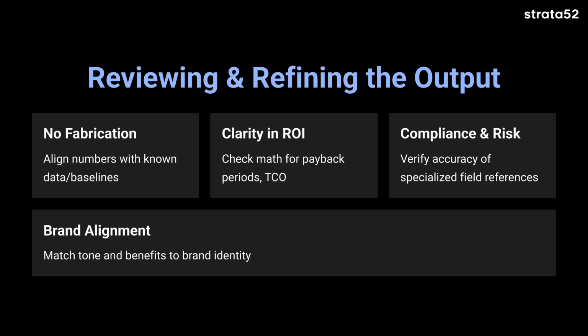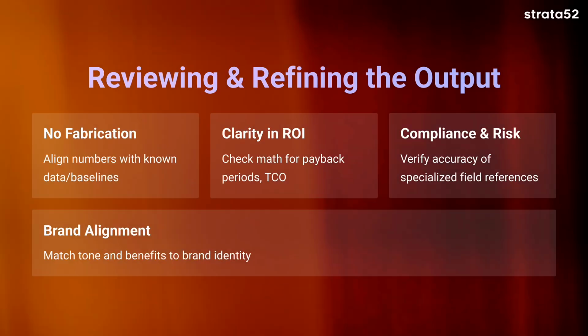You want to make sure that the tone and the benefits reflect the brand identity you've established for the organization. If you spot any inaccuracies or missing pieces, provide follow-up instructions like, please remove or revise any unverified metrics, or expand on intangible benefits, focusing on employee satisfaction. This iterative process refines the analysis to fit real-world constraints.